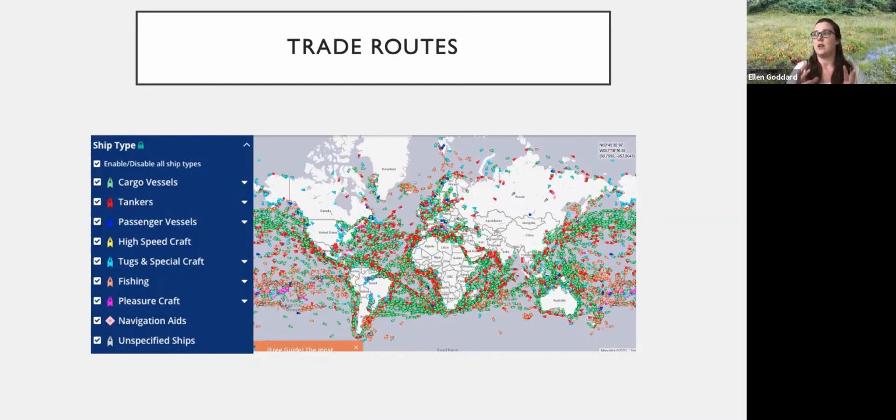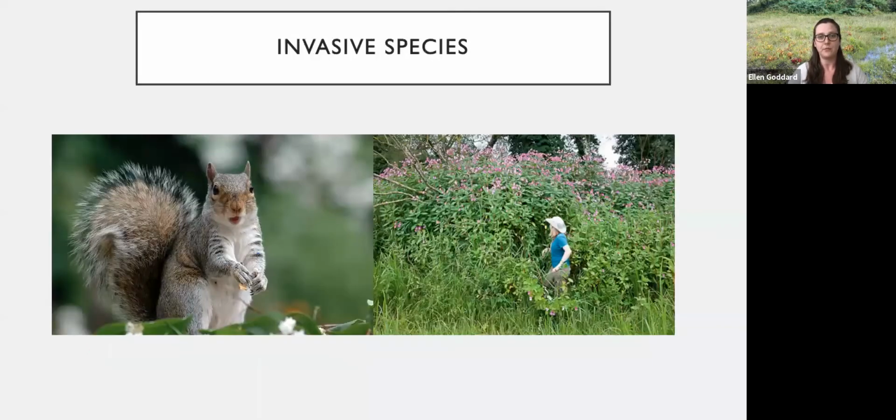So with this, you can imagine deliberate and accidental movement of species. Whether it's something that's latched onto a boat, so an aquatic species that might become introduced into a new area, or whether it's plant seeds that are taken for a purpose and then escape later on. So here we have some examples of invasive species.